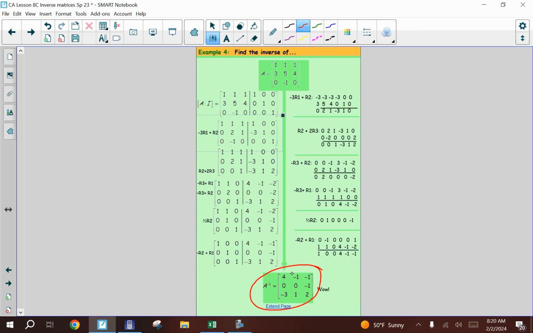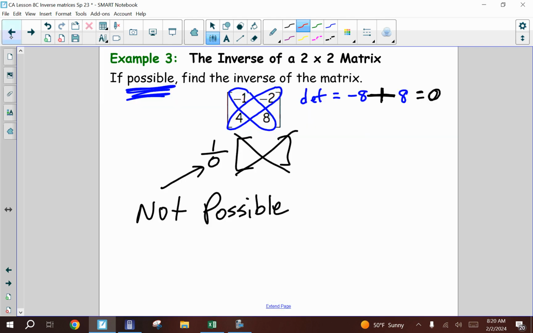So again, 3x3s, 4x4s, they get intense, and I'm not going to hold you responsible for doing all that stuff. So you can just enter those into the calculator, but your 2x2s must be done by hand. So that's it. That's all you have to know for inverses.